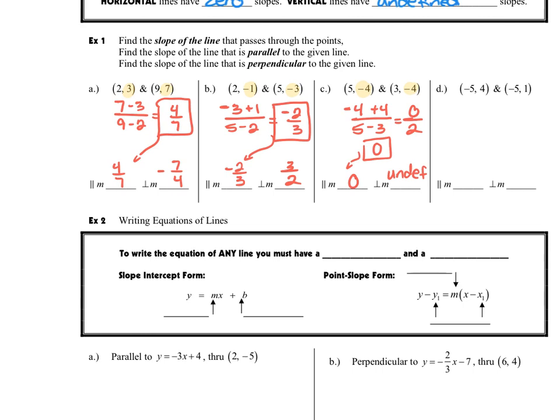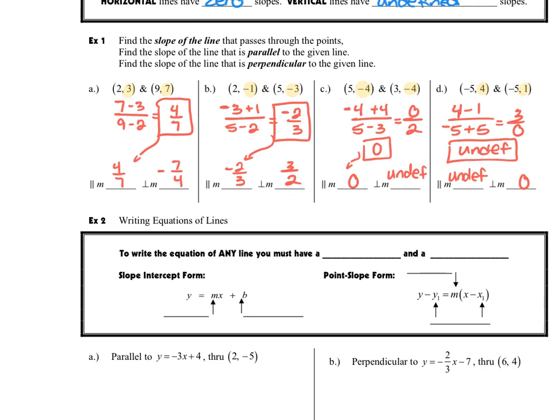Looking at our next one, grab those y values. I'm going to do a 4 minus 1 because that keeps it positive for me. And now I'm going to do a -5 minus the -5, or -5 plus 5. So now I have a 3 over a 0. So we have to stop again and think, what does this actually simplify to? If you plotted those points, you'd see it's a vertical line, and of course we know vertical lines are undefined, which means the slope of the parallel line is also undefined, but the perpendicular line will be 0.